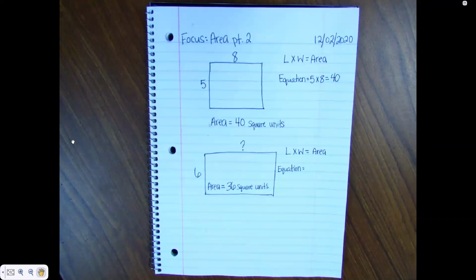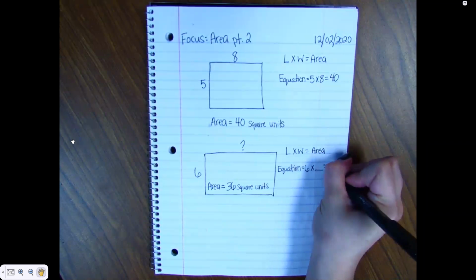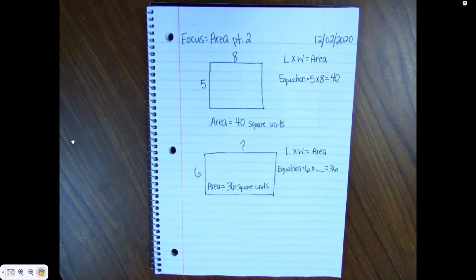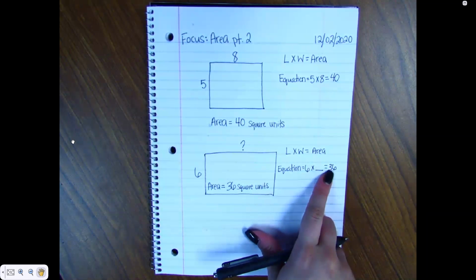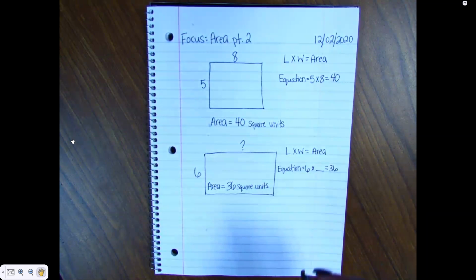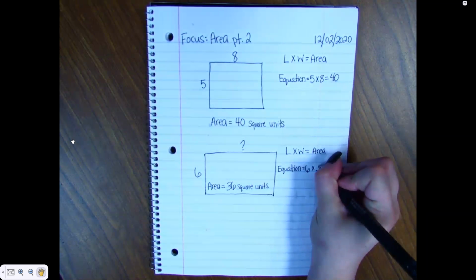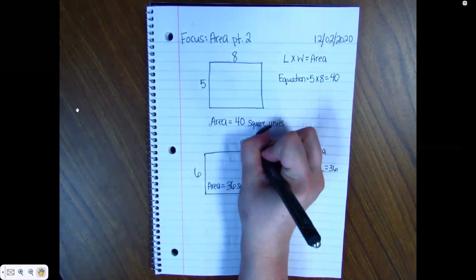Raiden, what would my equation look like? 6 times 6 equals 36. Well, hold on. 6 times blank equals 36. Okay. So this is where we know our fact families, right? So 6 times blank equals 36. What times 6 could equal 36? 6. Okay. So then my missing side is equal to 6.